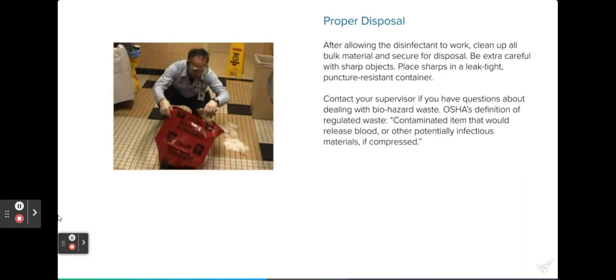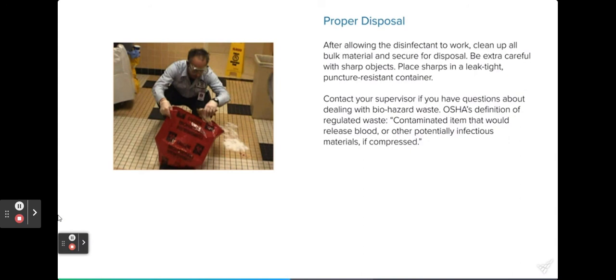After allowing the disinfectant to work, clean up all bulk material and place into a bag for proper disposal. Take extra care with sharp objects such as syringes or broken glass. Use a disposable scoop, dustpan, or other tool to handle these types of items. Be sure to place such items in leak-tight, puncture-resistant containers.